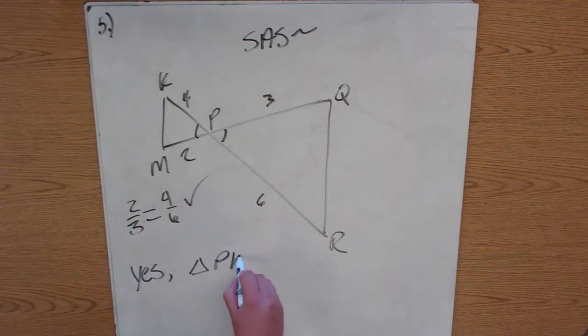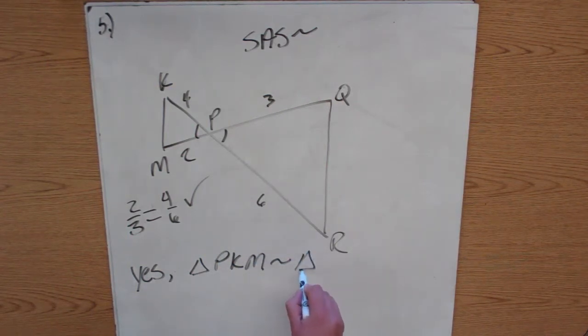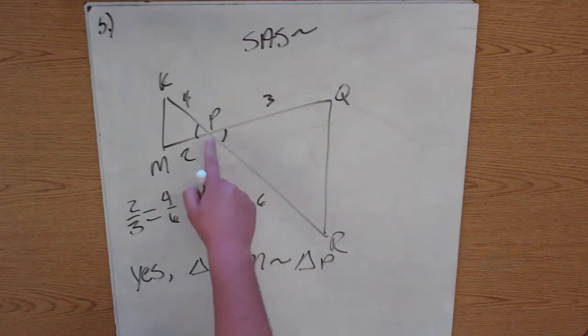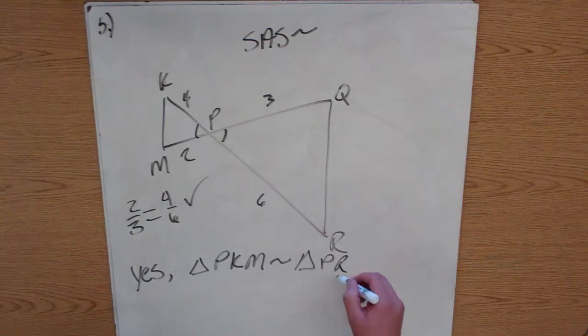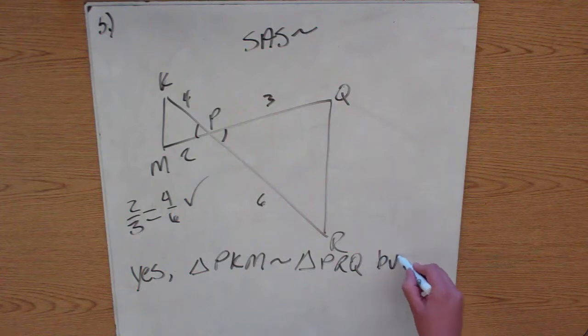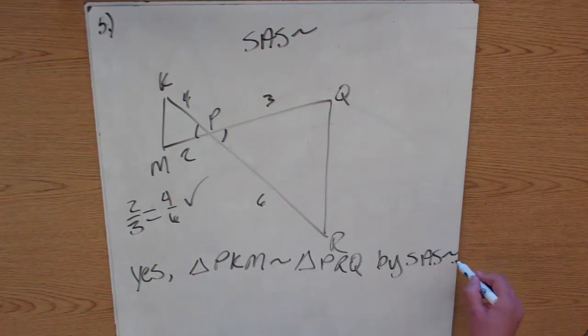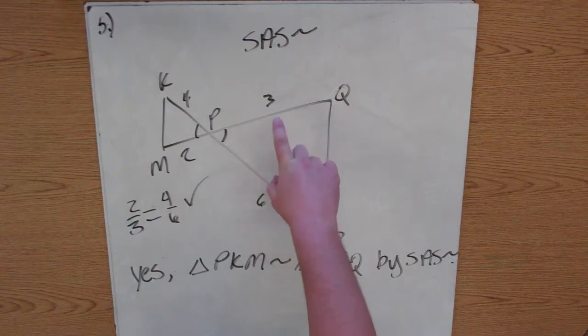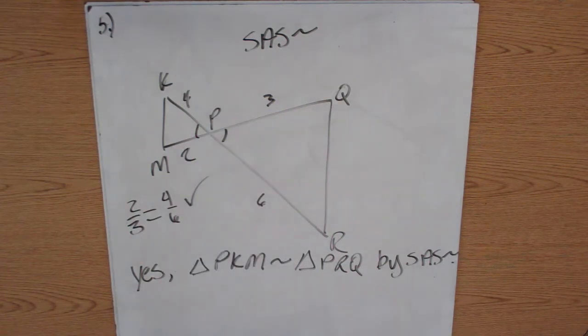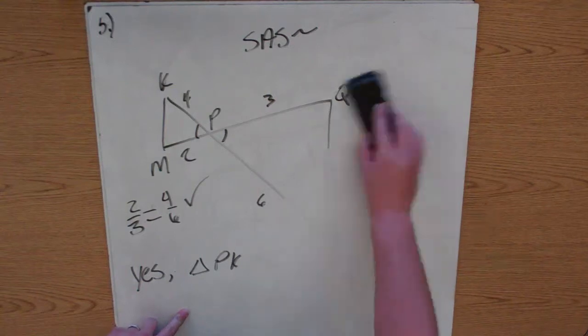Triangle PKM is similar to triangle P. Now I went the long side to get to the K, so I need to go to the long side and I get to R. And then of course the third side is Q. So these two triangles are similar by side, angle, side, similarity. Okay? Because remember, if you have a pair of sides that are proportional, between those pair of sides is a congruent angle. That is your side, angle, side similarity. All right? Let's move on to number 6.